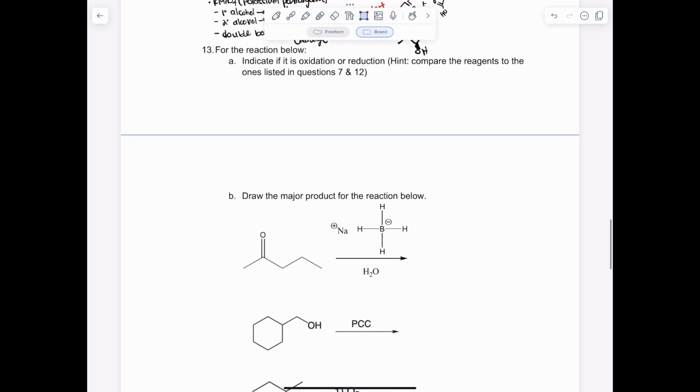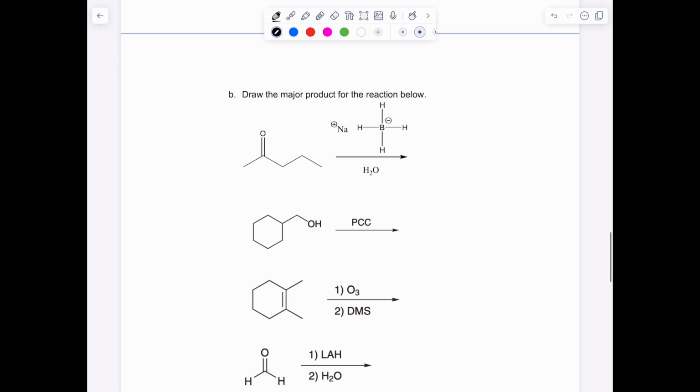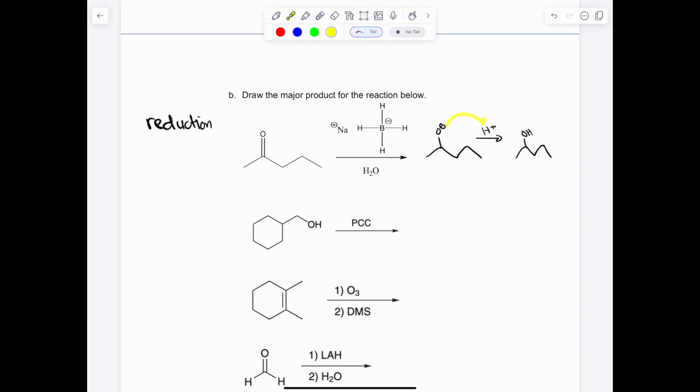For the remaining problems in this worksheet, we're going to identify if the reactions are oxidations or reductions, and then identify the major product. So in the first reaction, we have sodium borohydride, which you can just visualize as an H-, and it is reacting with a ketone. So because we have H- and a ketone, this is a reduction. This means the H- will act as a nucleophile and attack at the carbonyl carbon, creating a secondary alkoxide, which can then be protonated by the H2O in solution, creating an alcohol.